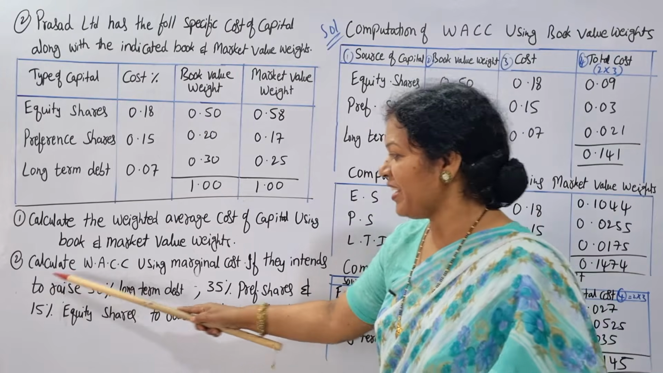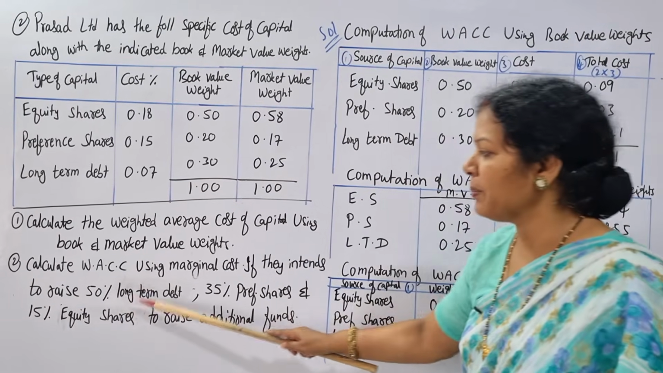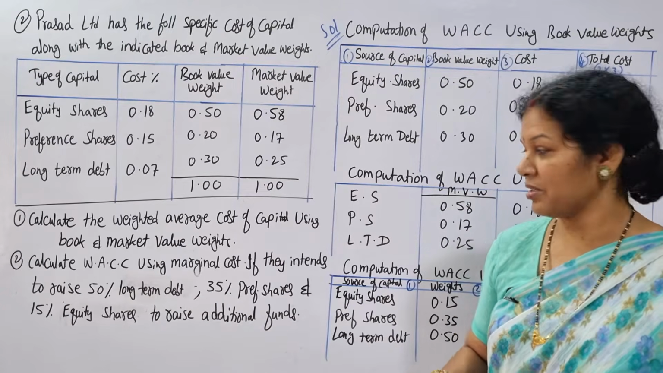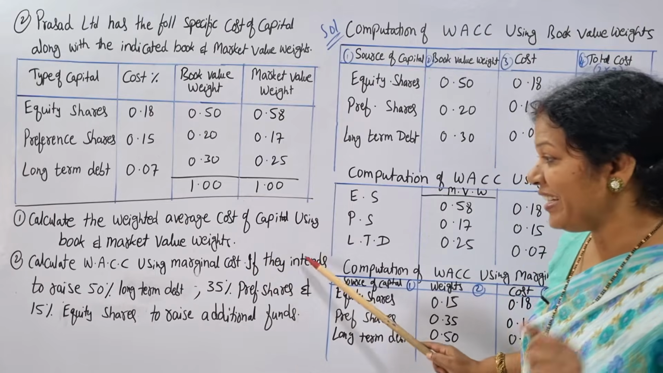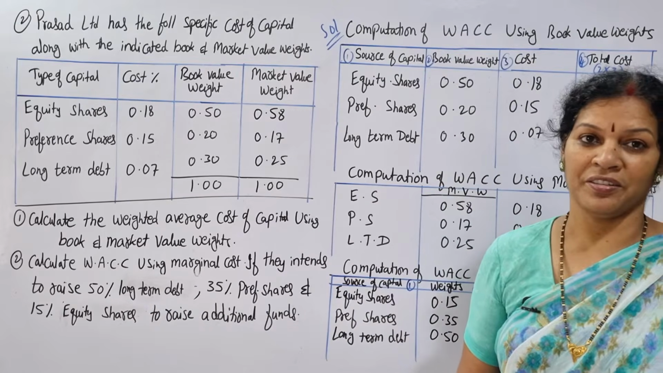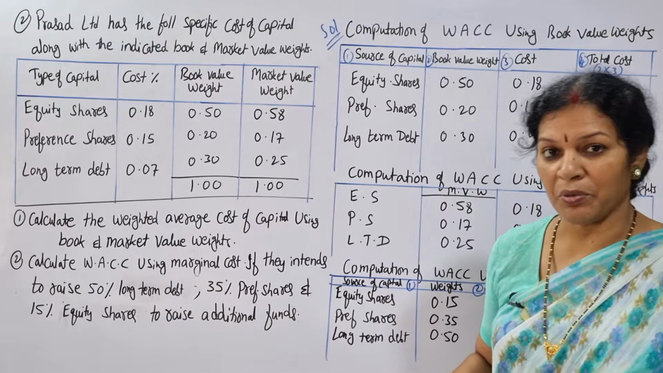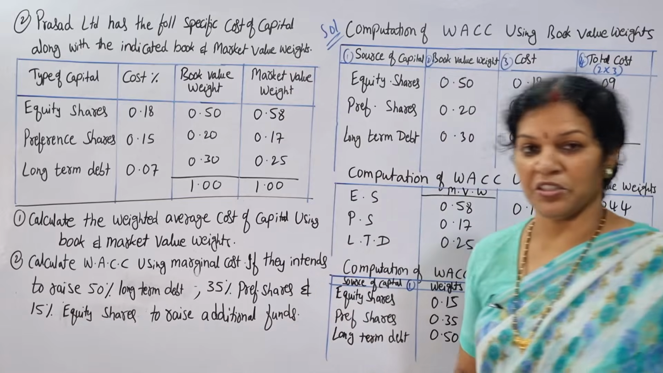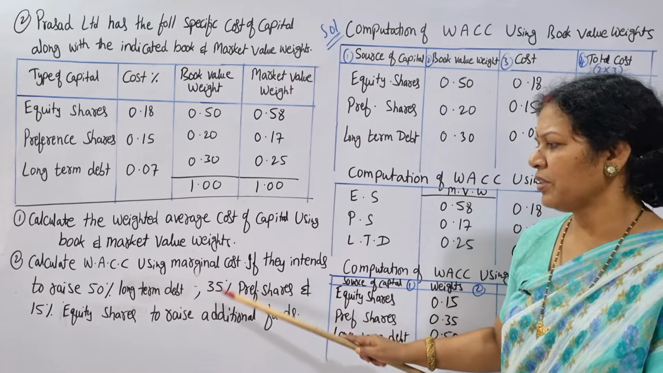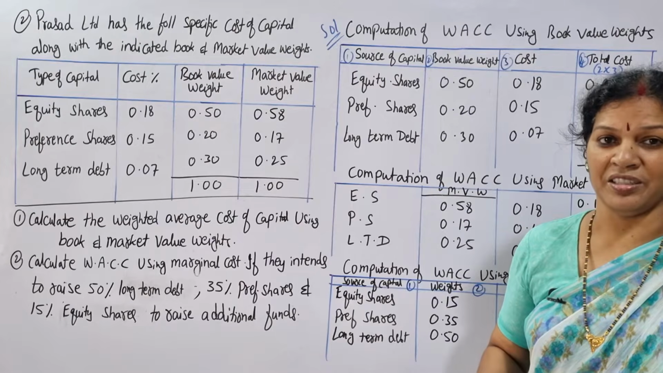Now the second bit: calculate WACC using marginal cost, if they intend to raise 50% long-term debt. Calculating marginal cost means extra marginal cost. How do we calculate? If they want to raise 50% long-term debt, 35% preference shares, and 15% equity shares as additional funds, then what will be the WACC?